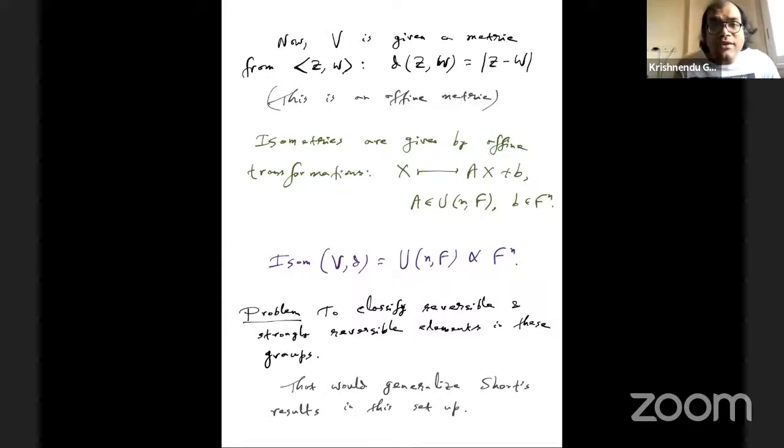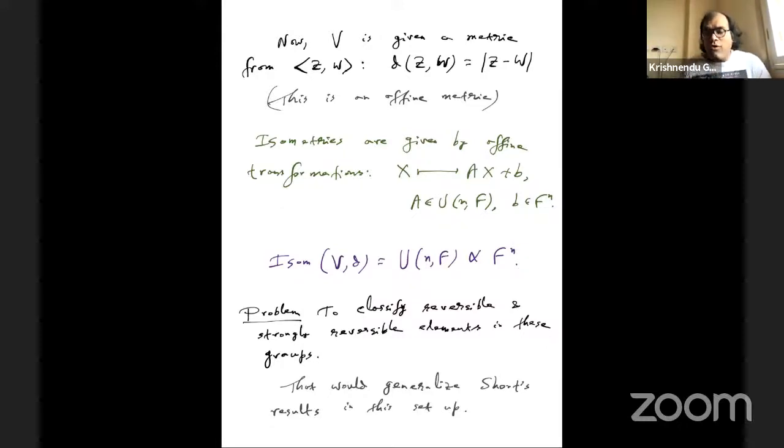Now you give a metric on V, which is the usual metric. Now the metric is an affine metric, right? So the isometries of the given metric are of the form x goes to ax plus b. So these are quaternionic and Hermitian analog of the classical Euclidean isometries.